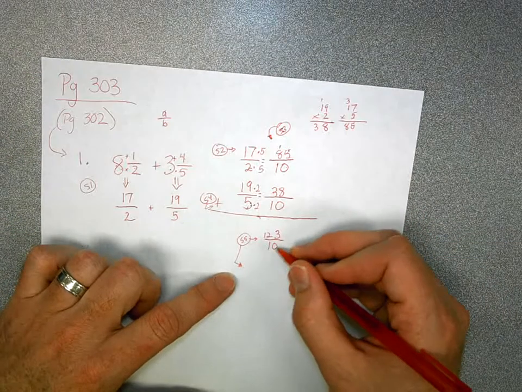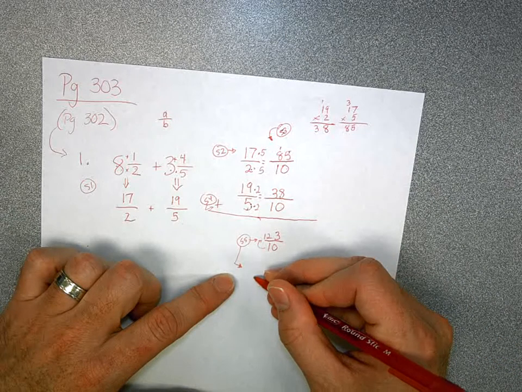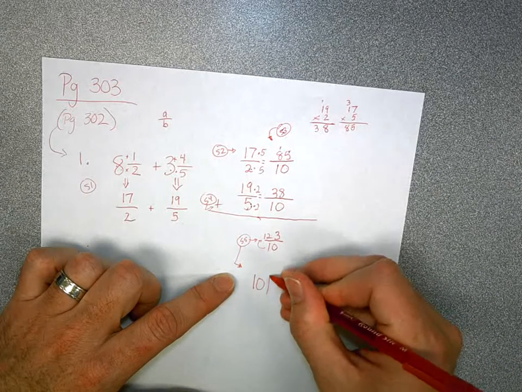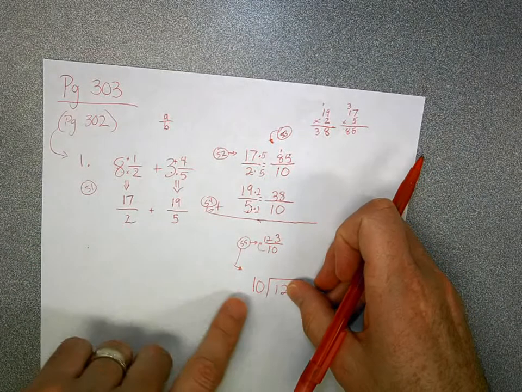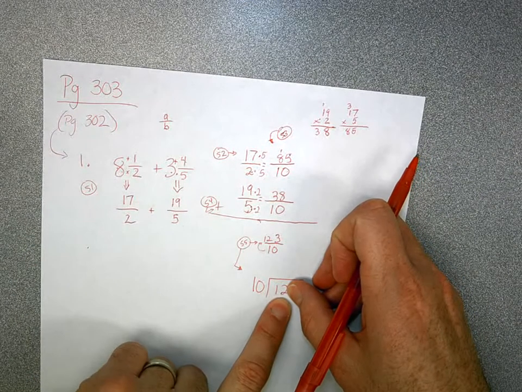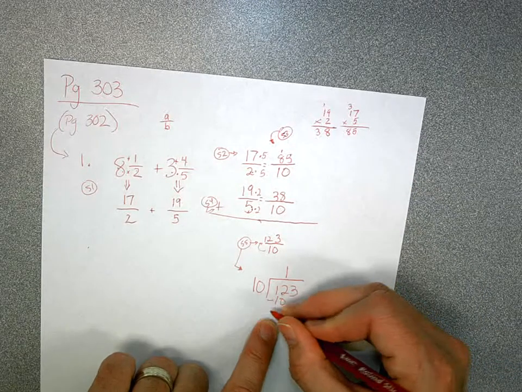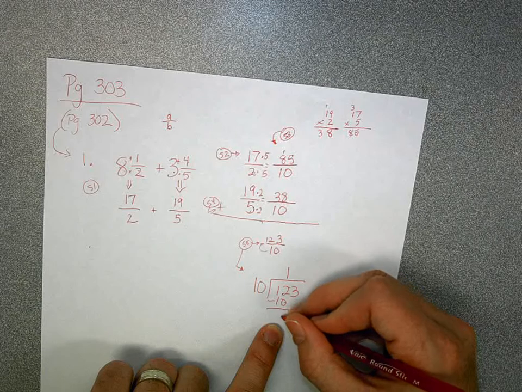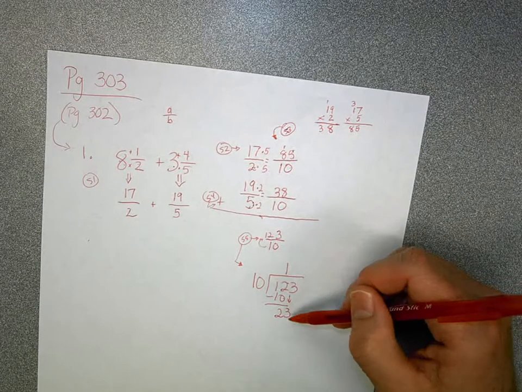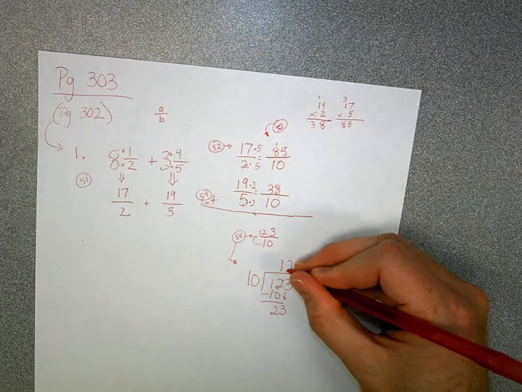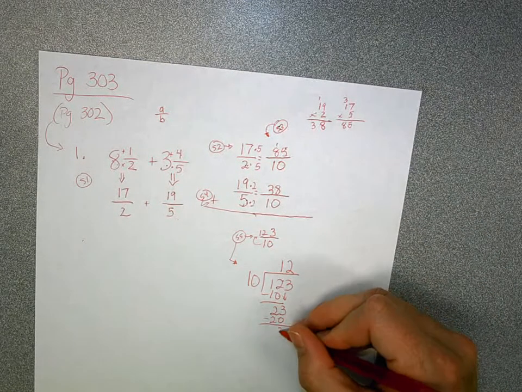So I'm going to go ahead and remember, changing to a mixed number, here's how you do it. You divide the bottom into the top, so 10 into 123. So I'm not going to worry about the 3, I'm just going to divide the 10 into the 12, and I know that only goes once. So 1 times 10 is 10. When I subtract, I get 12 minus 10 is 2, and bring down my 3. And then 10 goes into 23 2 times, because 2 times 10 is 20. Subtract, I get 3. Now we have a remainder.